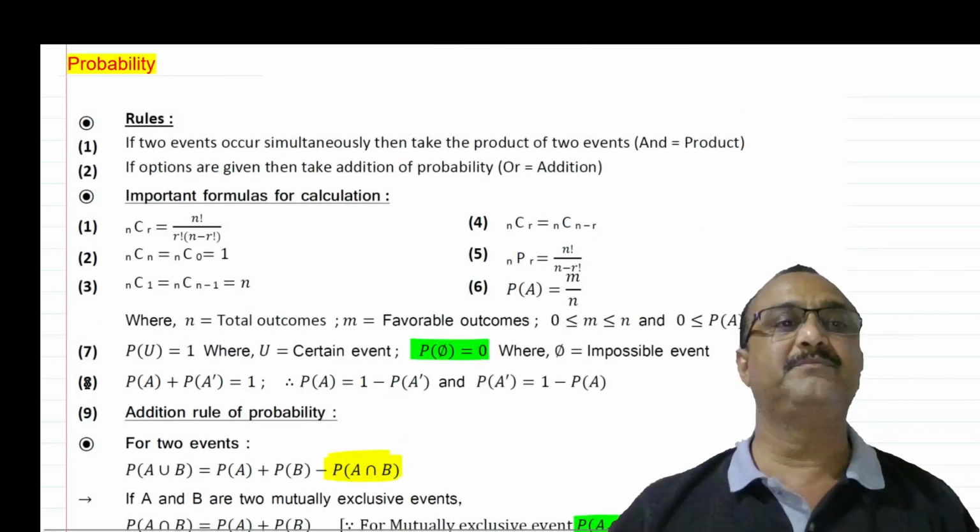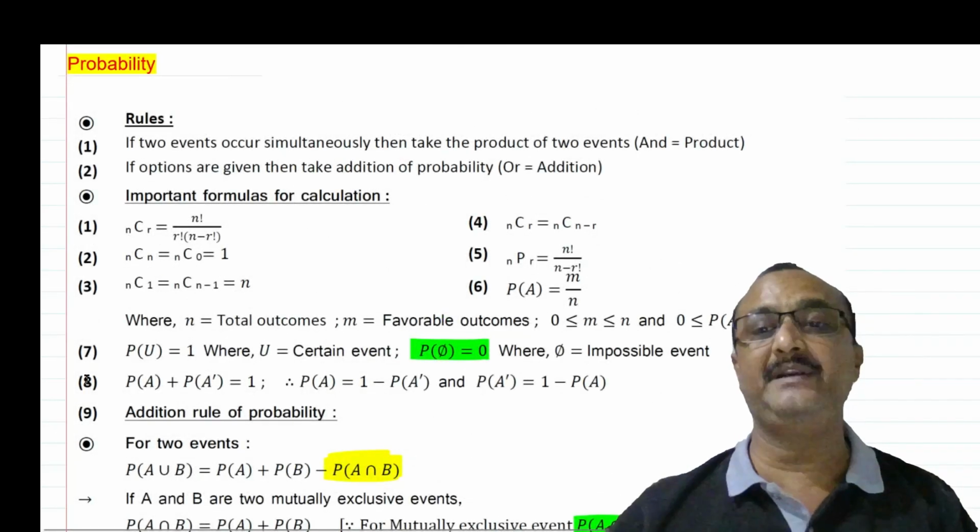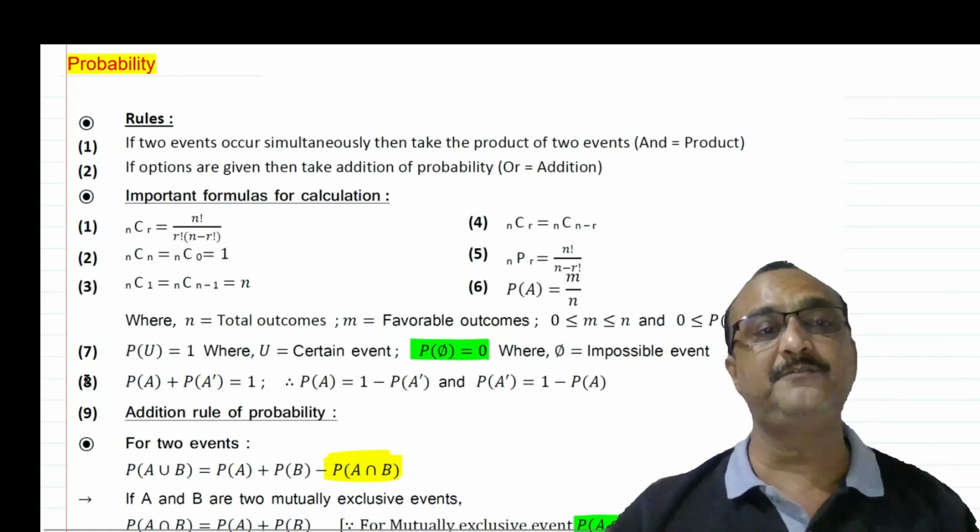So these are some rules and formulas for probability, and they are necessary for the calculation of sums. They are very important for solving sums.